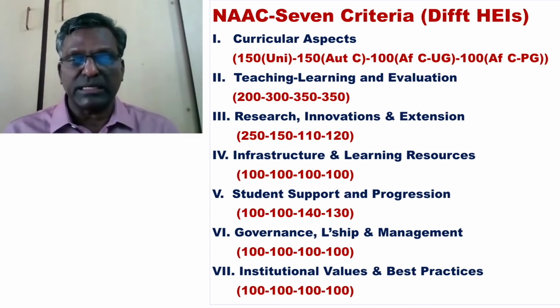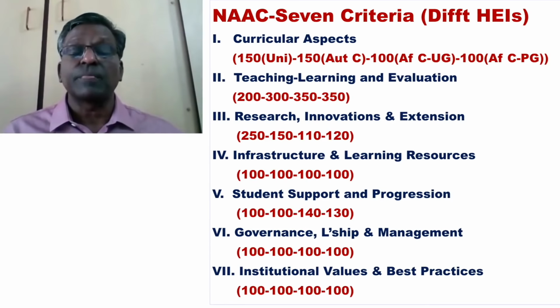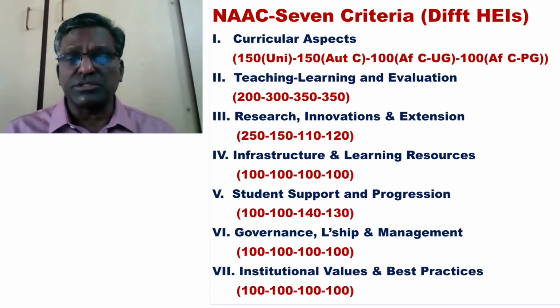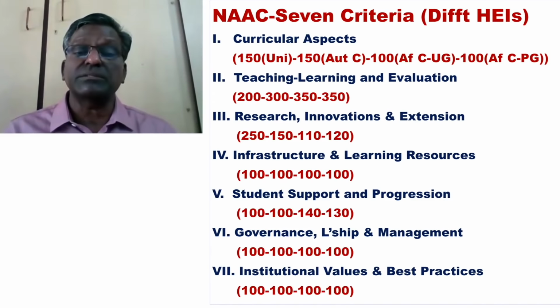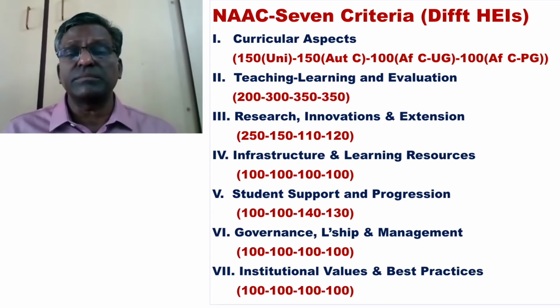So therefore, what NAAC has done is, while the 7 criteria are the same for all institutions, the distribution of weightage, there is a difference. So please remember there are 2 things. Number 1, for all the higher educational institutions, the 7 criteria are the same, but the weightage, the allocation of marks, the distribution of marks, that is different. So that is why the 4 columns. Now the first number refers to universities, the second number refers to autonomous colleges, the third number refers to affiliated colleges, UG, and the fourth number refers to affiliated colleges, PG.